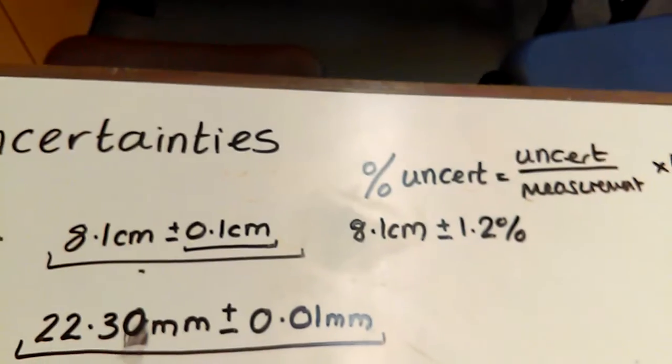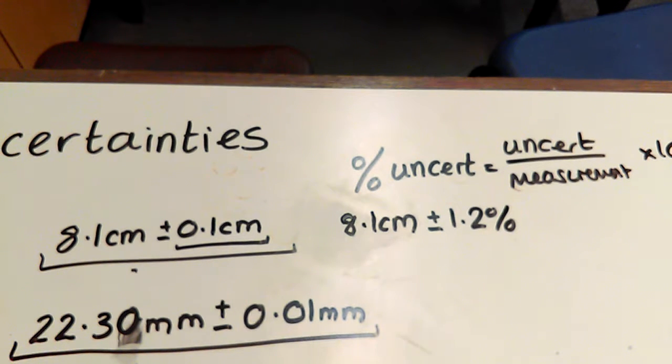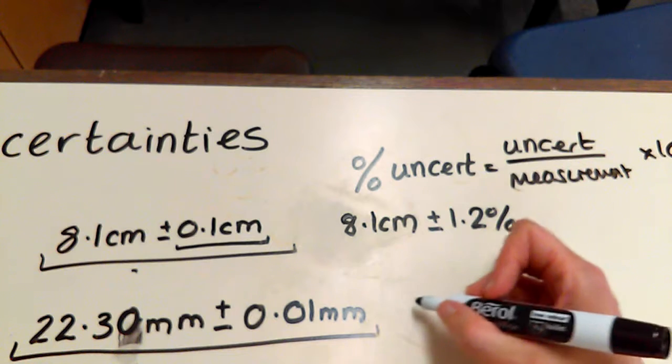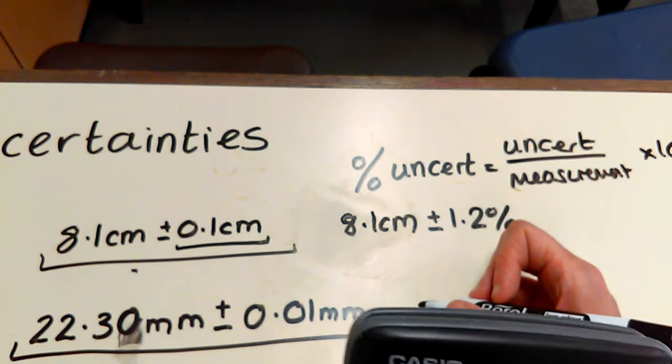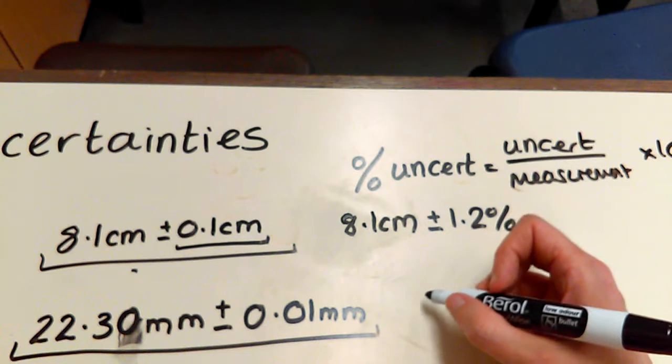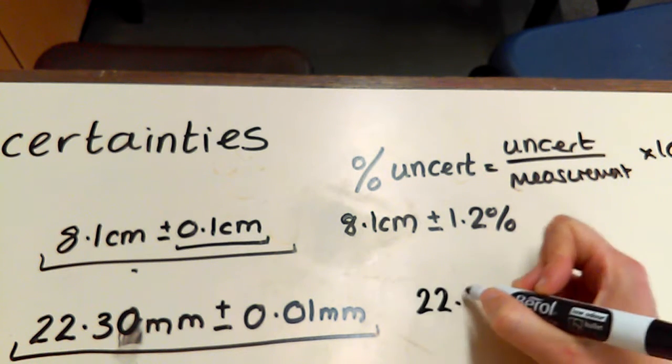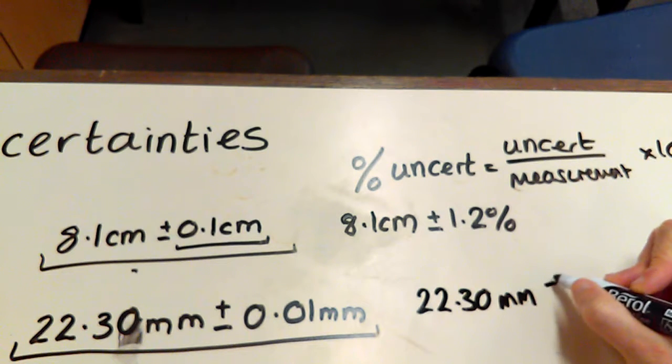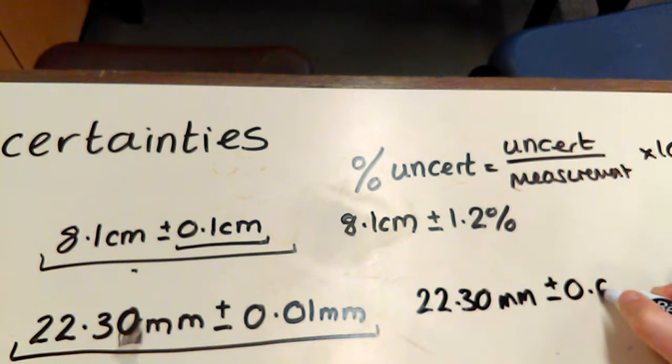The next measurement has a very small uncertainty: 22.30 plus or minus 0.01. So if I put that into my calculator, I've got 0.01 divided by 22.30, multiplied by 100. It's a very small percentage, plus or minus 0.045%. So I would probably write that as 22.30 millimetres plus or minus 0.045%. We'd have to think about how many significant figures, but because it's such a small number, any other significant figures wouldn't particularly be useful.